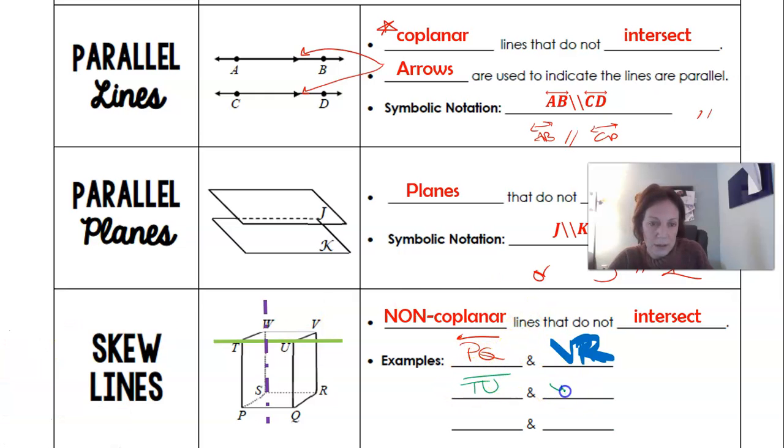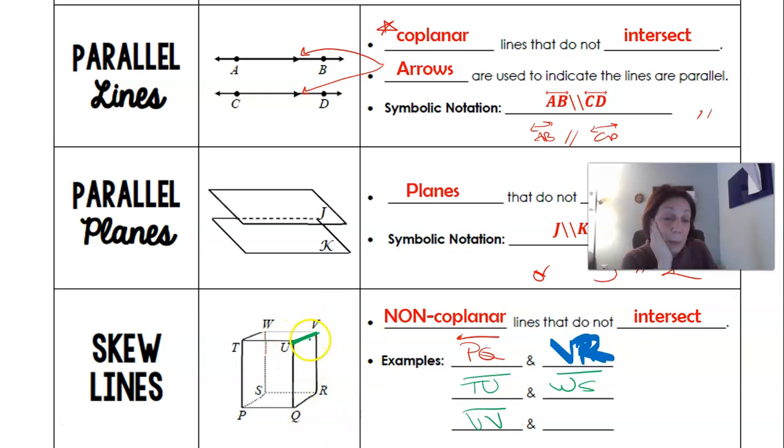TU, WS. Okay, let's find another pair here. All right, let's find one more pair. Could I find something that's skew to UV? I like to just pick one and then go from there. UV. Okay, so the UV is over here on this right wall, right?